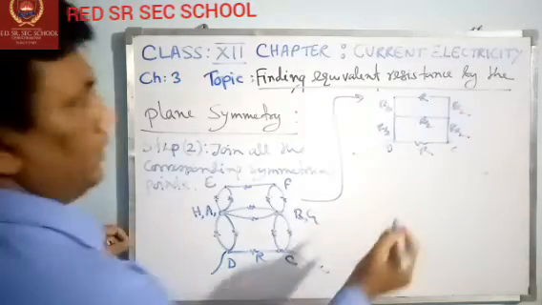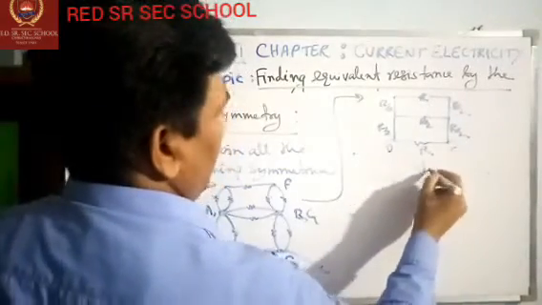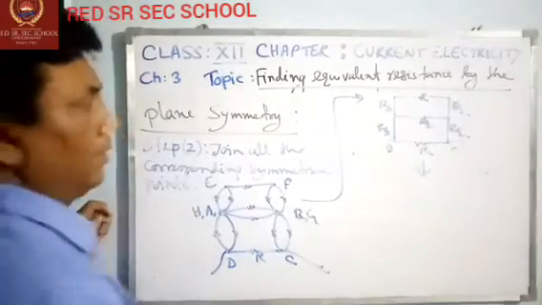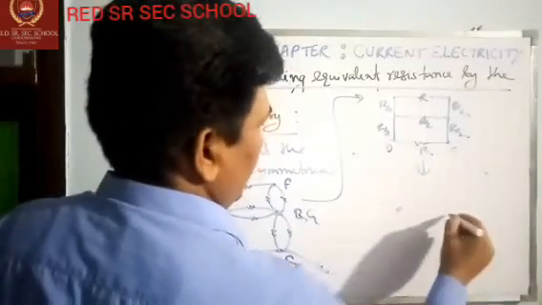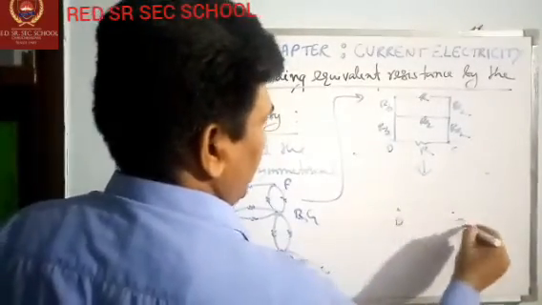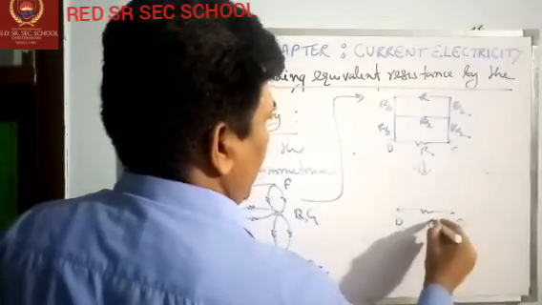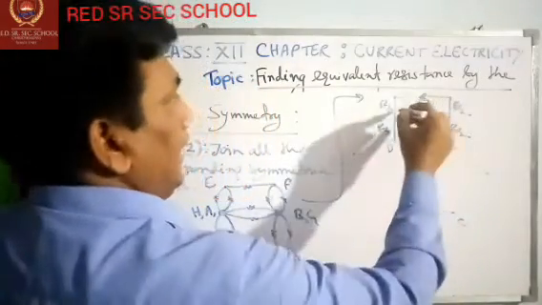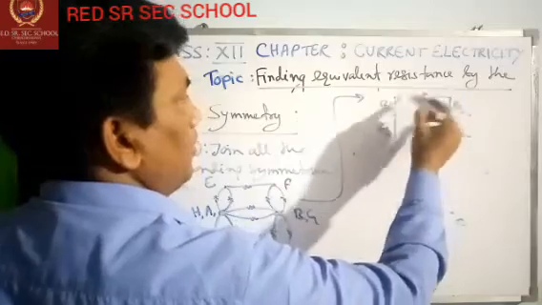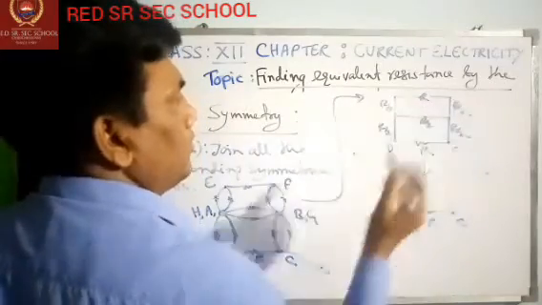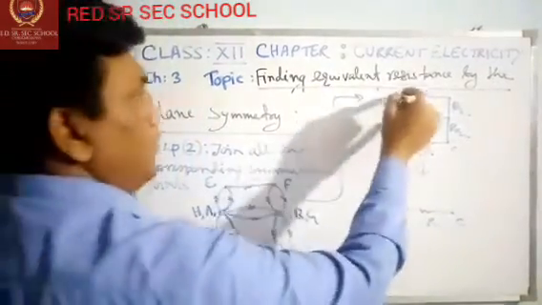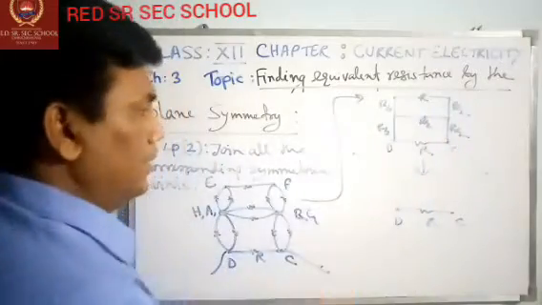Okay. Then what is the next figure? This is D. This is C. This is R. And these three are in series. So it will be R by 2, R by 2, means 2R. Okay. R by 2, R by 2, R, or R plus R, 2R.